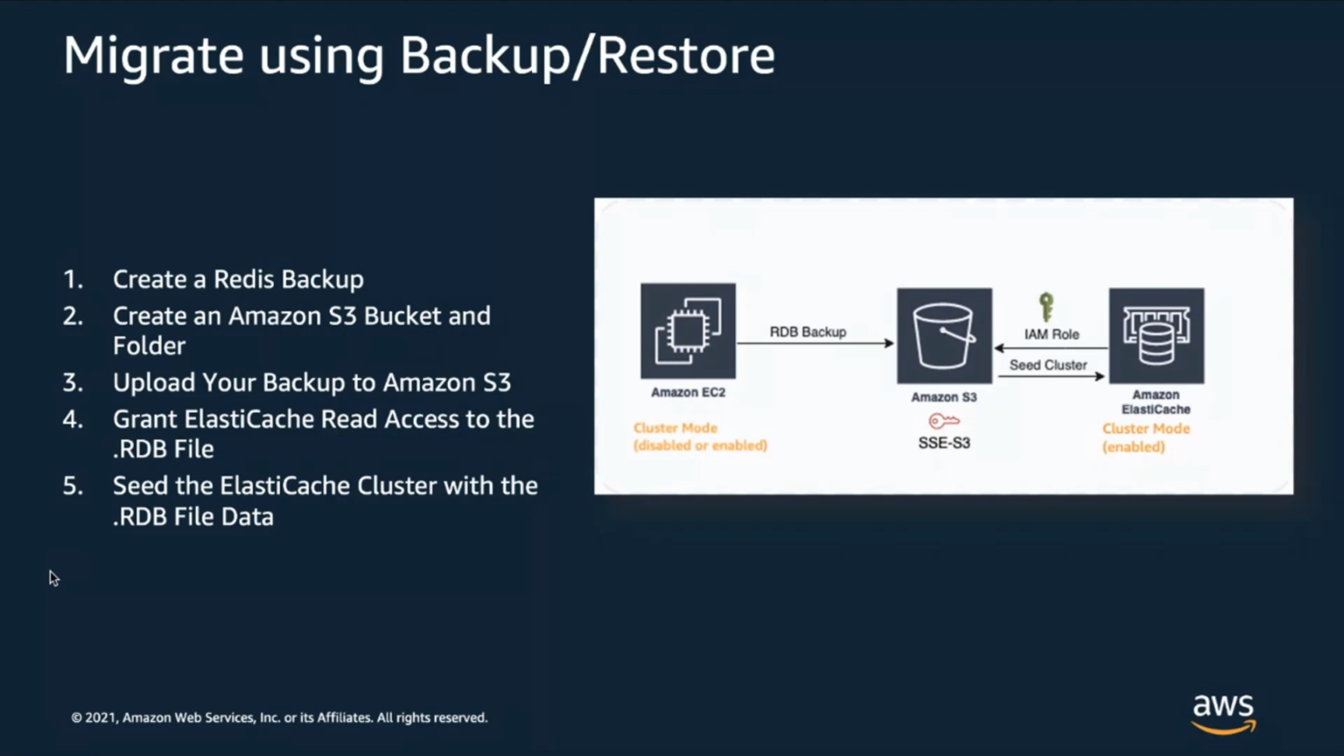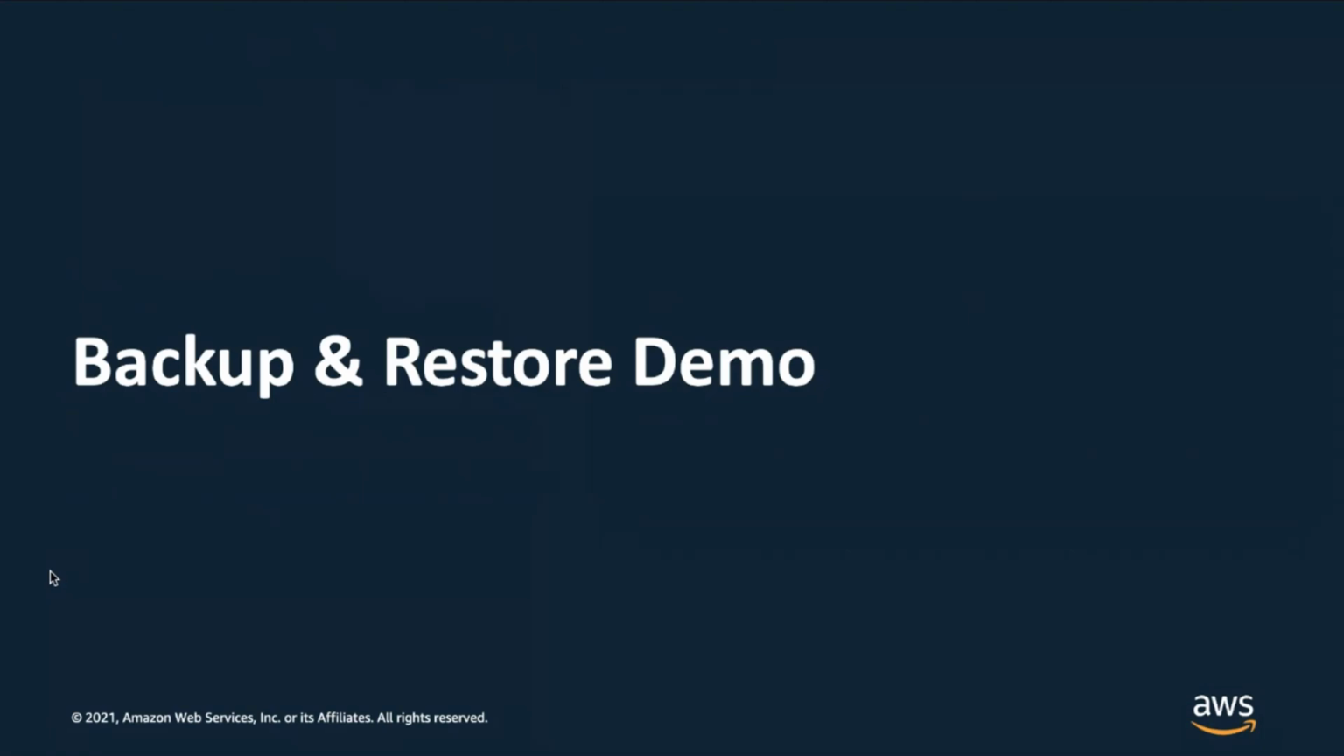Since this is what is considered an offline migration, we recommend this approach whenever you can leverage a planned maintenance window. The overall time to restore will depend on how large your RDB file is, as well as the overall cluster size. So we encourage you to test this out ahead of time whenever possible. Let's see this process in action. We'll start with a locally running Redis server on my laptop, generate some sample data to save the RDB file, then we'll copy it to an S3 bucket, grant the permissions, and create the new cluster with the RDB file.